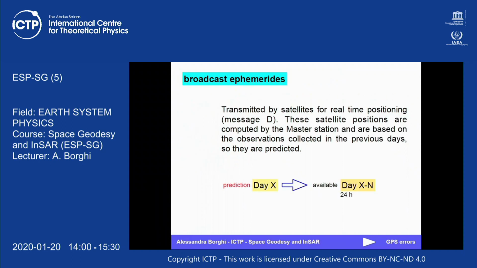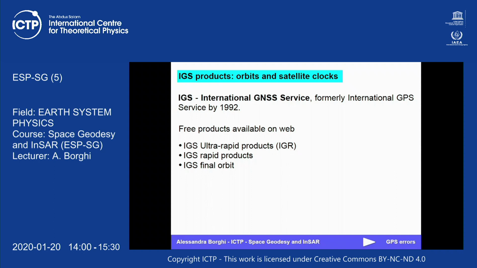These are predicted, and for many applications the quality of this prediction is not sufficient. For very high precise positioning, we need to know exactly, with a centimetric precision, where the satellite was during our measure. So there is a center called the International GNSS Service, in the past called the International GPS Service. It was born in 1992 and computes and gives, in a free way, some products related to the orbit and the satellite clock.